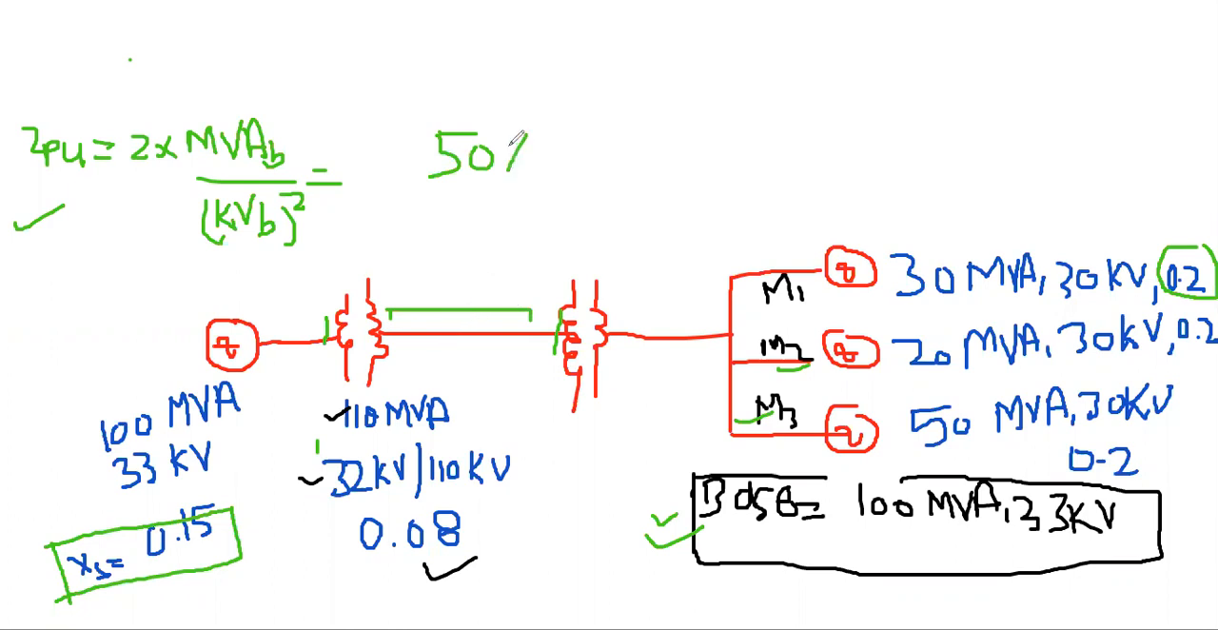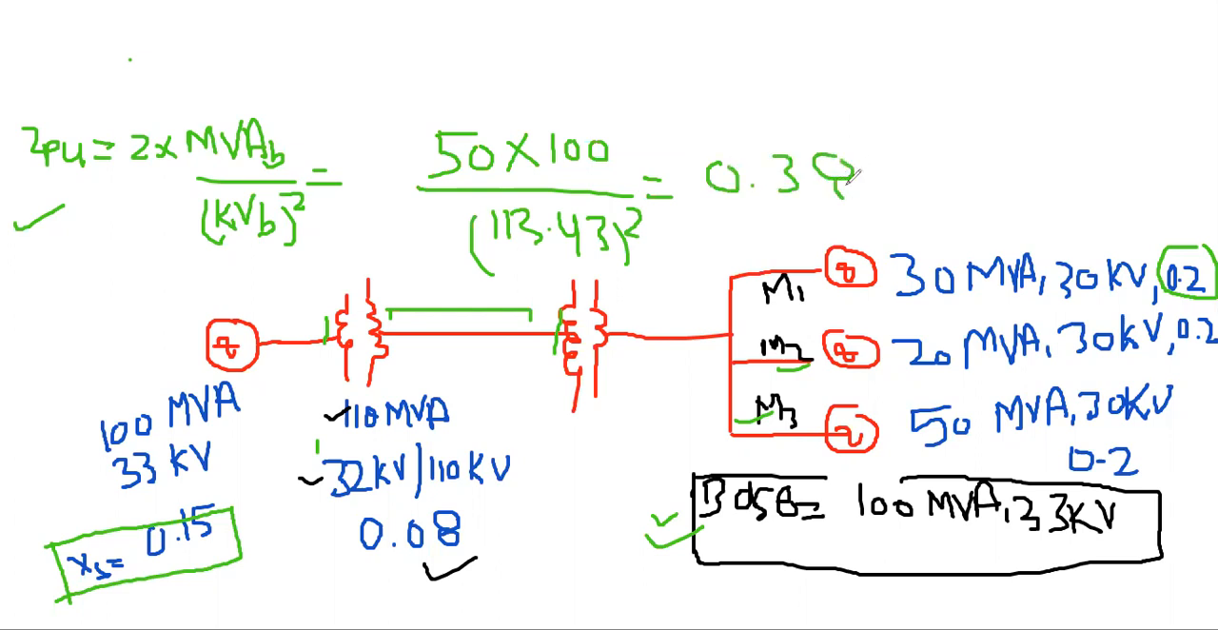Okay, the MVA base will not change, it will remain 100. What will your kV base be? It will be 113.43 whole squared, right? If we calculate this value, we will get 0.388. Okay, so that is the value we will get. So this is the solution of this entire question.